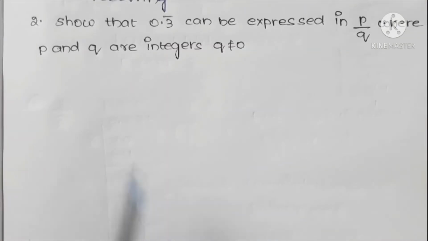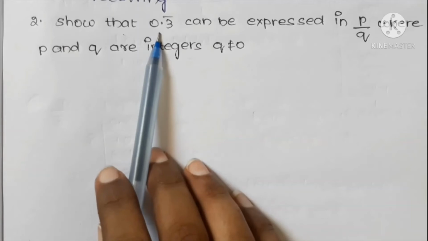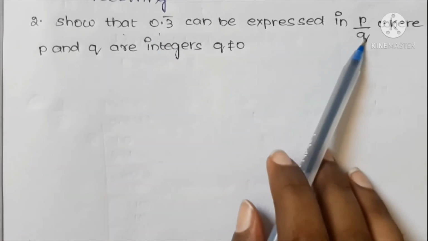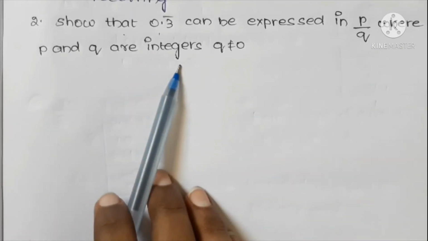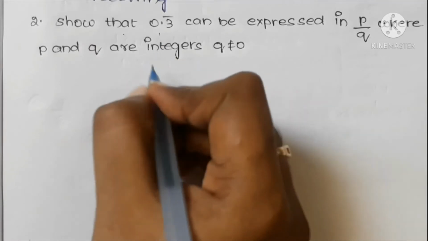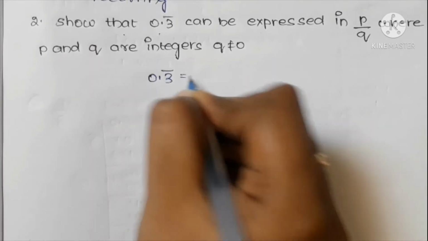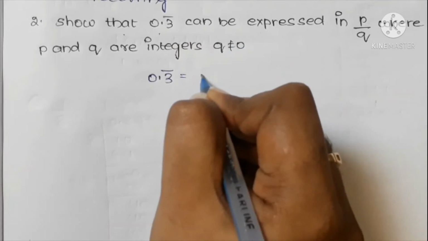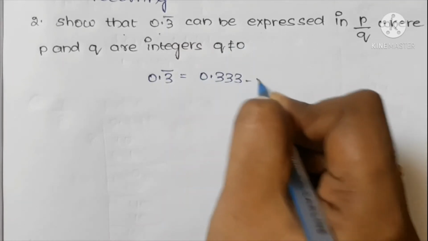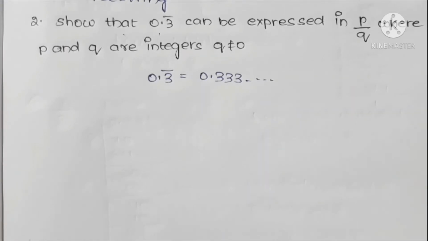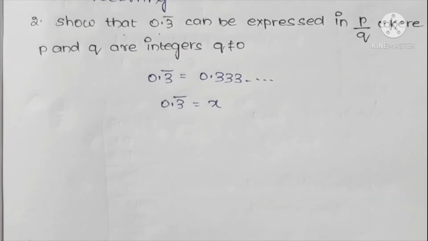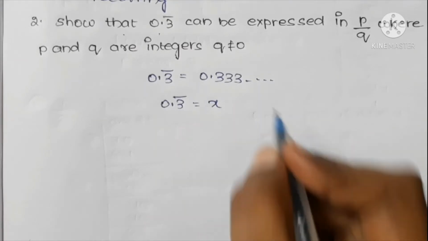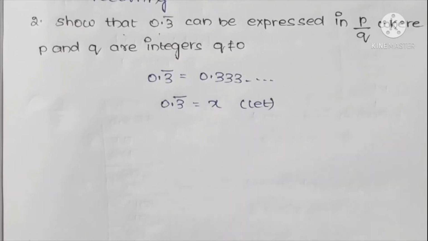Now let us see the second question that is given here. That is, show that 0.3 bar can be expressed in the form of p by q, where p and q are integers and q is not equal to 0. Here 0.3 bar is nothing but 0.333 and so on. Let us assume that 0.3 bar is x. That is, 0.3 bar equals x.